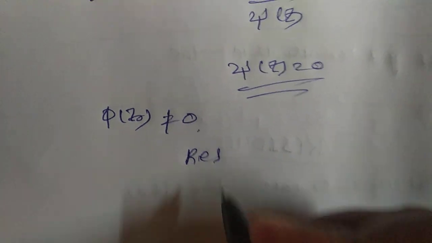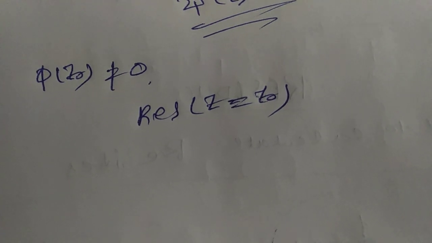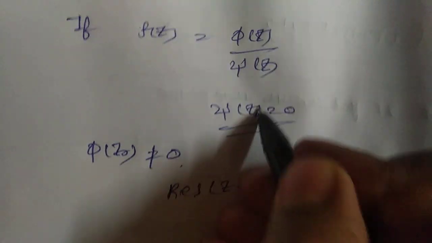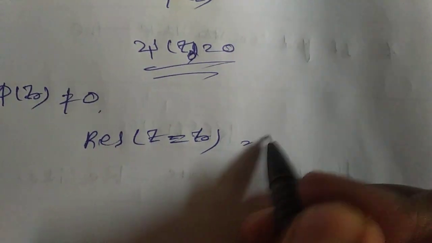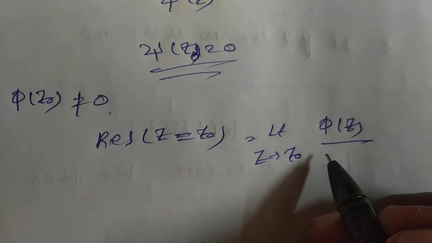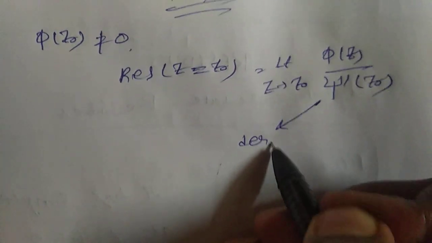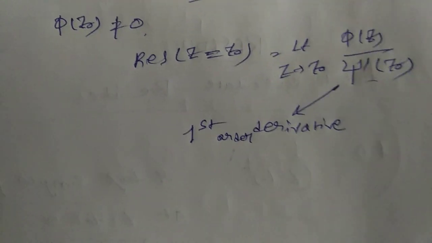Then the residue at z equals z0. Always keep in mind that here psi(z0) equals 0, but phi(z0) is not equal to 0. Then the residue at z equals z0 is the limit as z tends to z0 of phi(z) by psi prime(z0), the first order derivative of psi(z) at z equals z0.